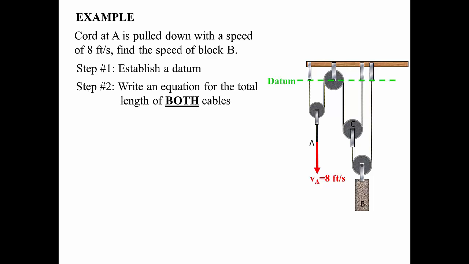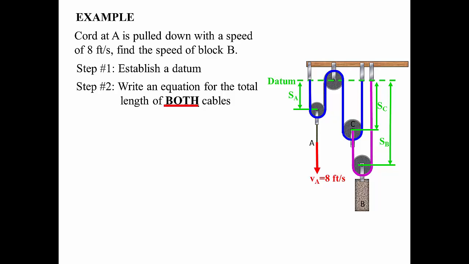Second step is to write an equation for the total length of both cables. Notice in this system that we have two cables, and we need to account for both of them. This is the first cable in blue, and here's the second cable. We can establish lengths from the datum. Here's SA, SC, and SB. Using those lengths, we'll establish the total length of the cable.